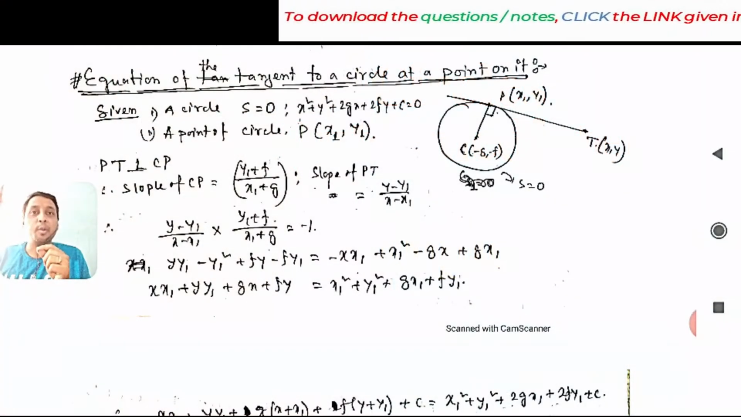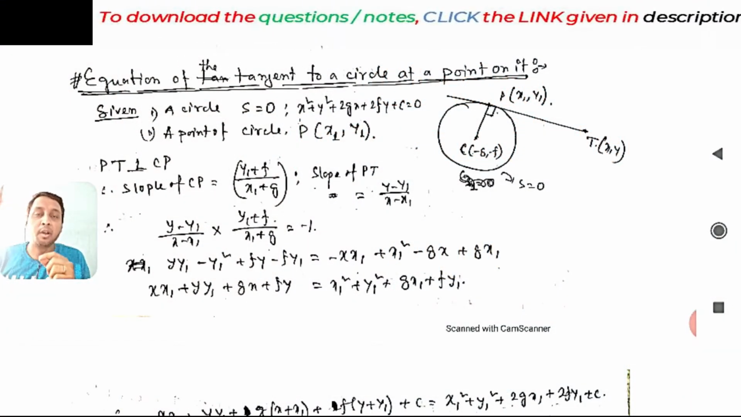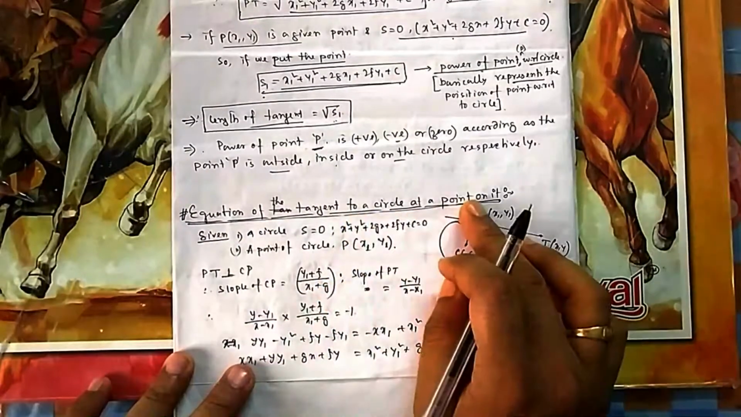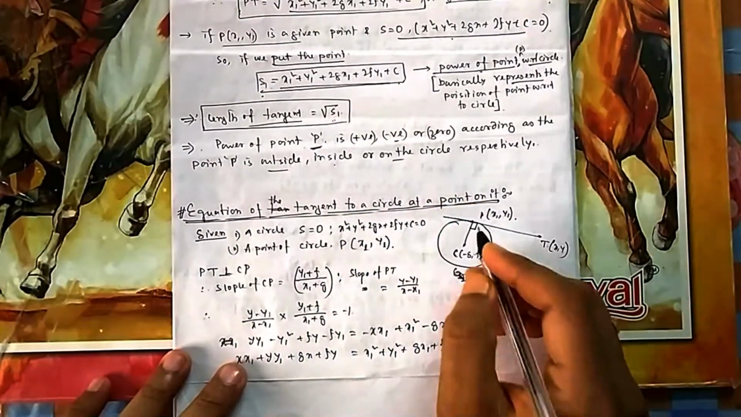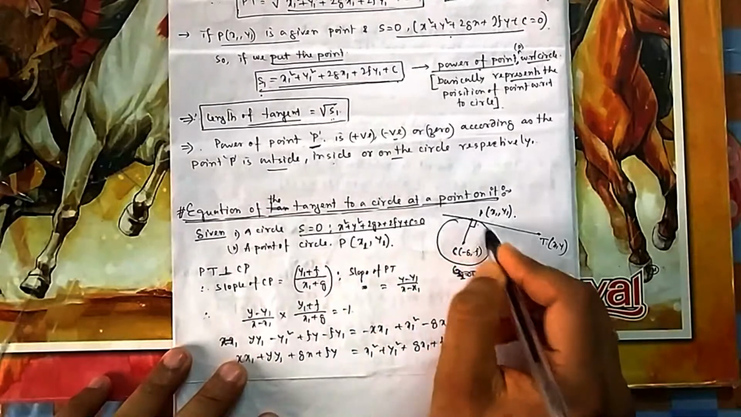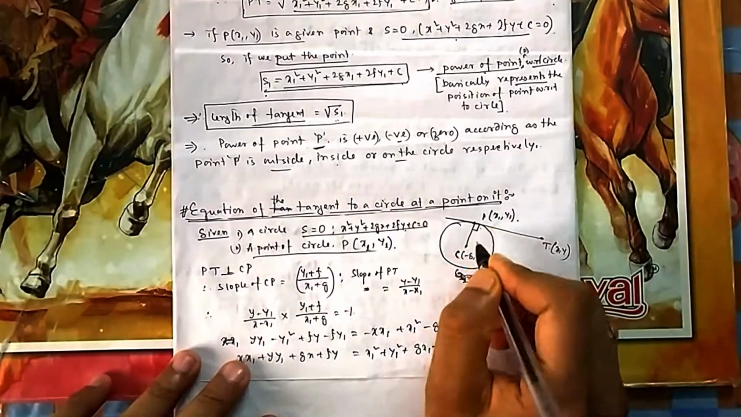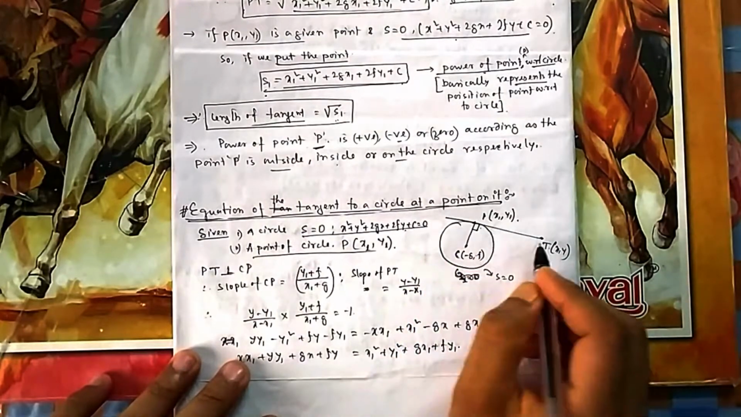Okay students, welcome you all to this new lecture at intermediate level on coordinate geometry, circles. So today we will see how to find the equation of a tangent to a circle at a point on it. So what is given to me? The circle is given to me, so the equation is given, and the point P on the circle is given. You are asked to find the equation of the line PT.